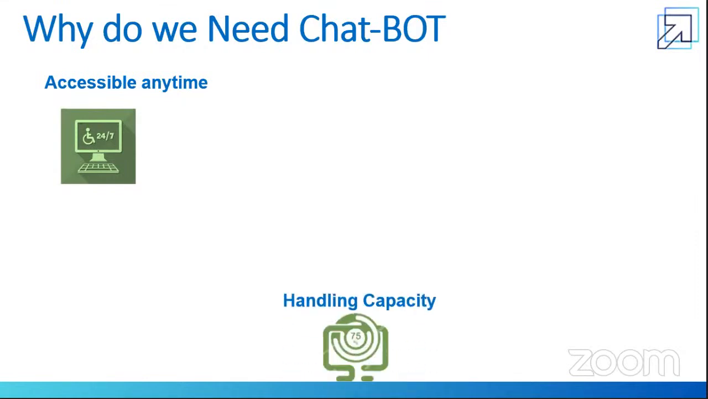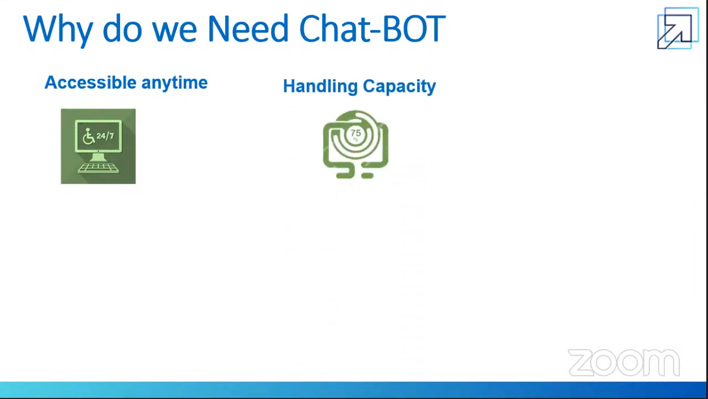The second one is handling capacity. If a person is taking care of the customer care operations, then he can talk to only a single person at a time. But if it is replaced by a chatbot, then the chatbot can talk to thousands of people at a time. So simultaneously, it can have conversations with thousands of people. So that means the handling capacity will be more for the chatbot.